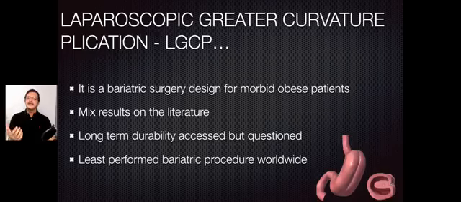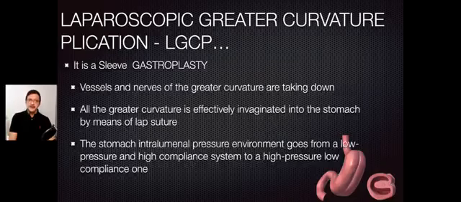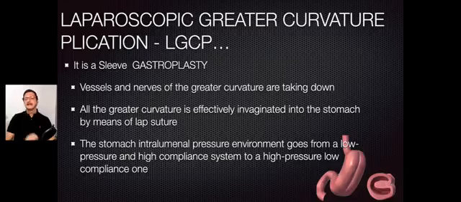So what is the laparoscopic greater curvature plication? It is a bariatric surgery designed for morbidly obese subjects and has mixed results in the literature. The long-term durability has been assessed but questioned, and it is the least performed bariatric procedure worldwide nowadays. Also, it is a gastroplasty, and as I told you, not a single part of the stomach is removed besides the vessels and nerves of the greater curvature, and this invagination is very effective.